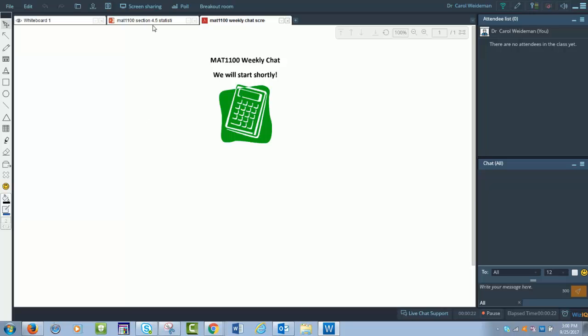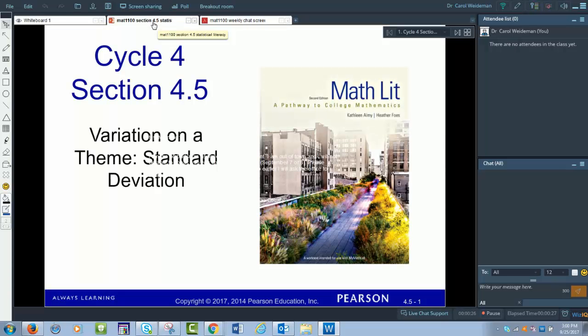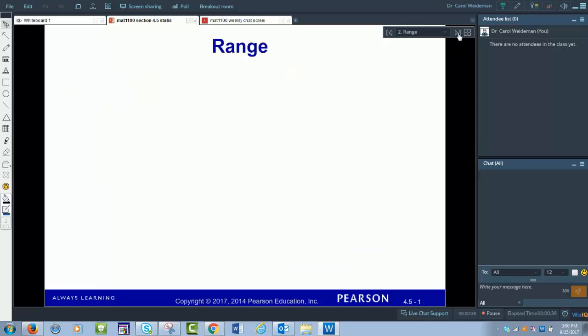So we're going to finish up Cycle 1A, and we're going to go over Section 4.5, and then the statistical literacy material, which is only available in my courses, the handouts and so forth, but the homework is in my math lab. So let's take a look at 4.5.